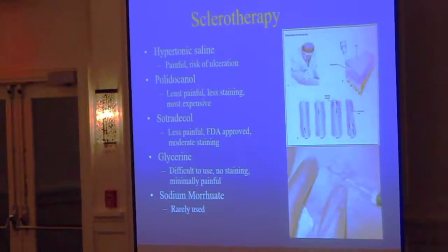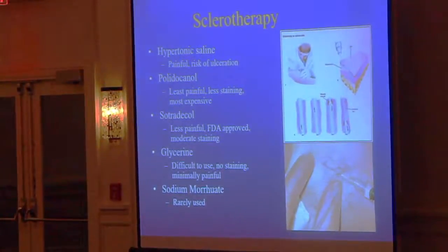Can you skip one more slide there? And then the hallmark over the years has been sclerotherapy for medium-sized and large-sized vessels. There are different agents that we can use. Hypertonic saline; polidocanol is probably the best one on the market right now, as it's least painful and causes less staining. It was hard to get in the United States for a while, but it's available again. Sotradecol is another commonly used agent. I've not seen many people using glycerin or Moriwate; Moriwate is used for hemorrhoids.